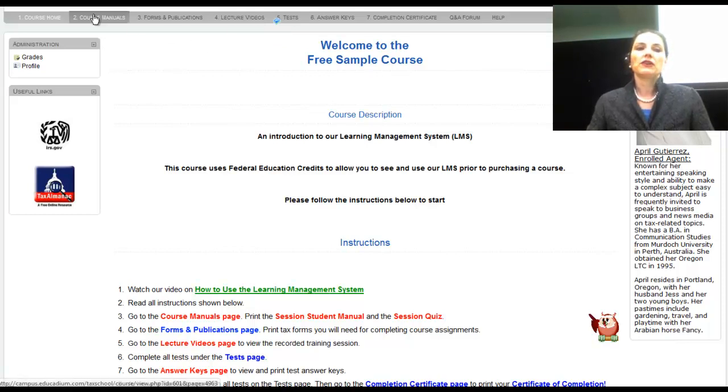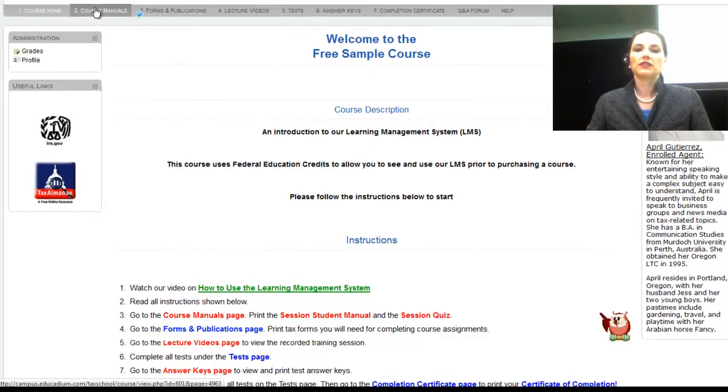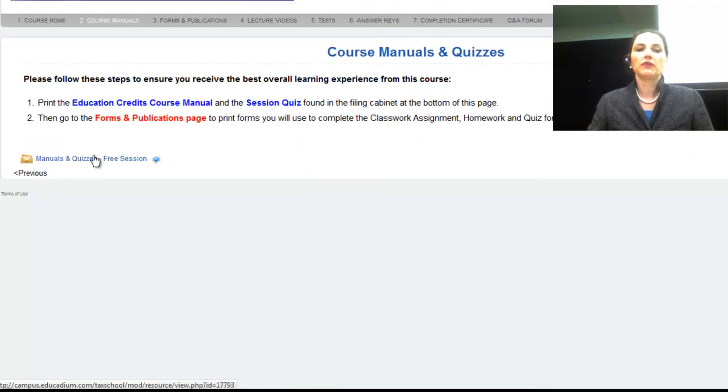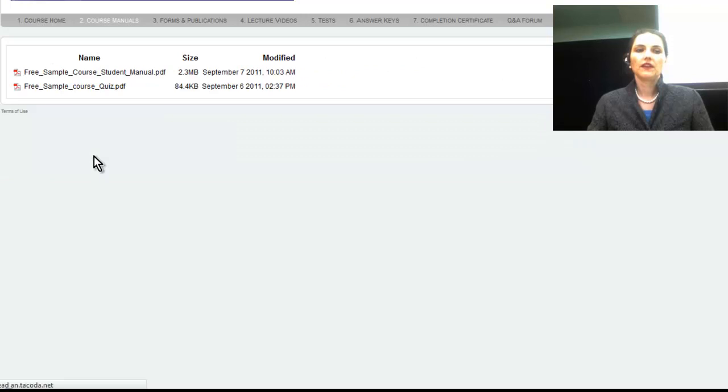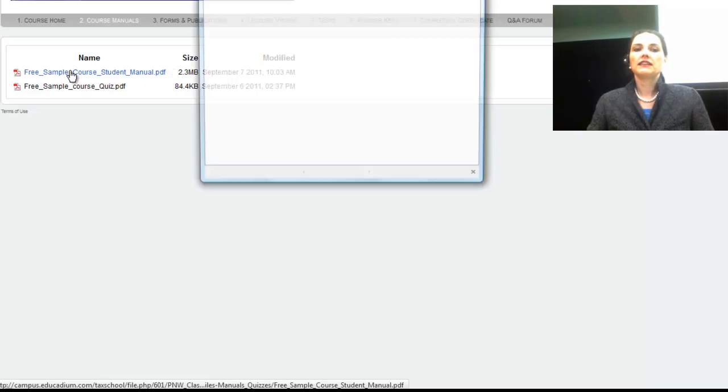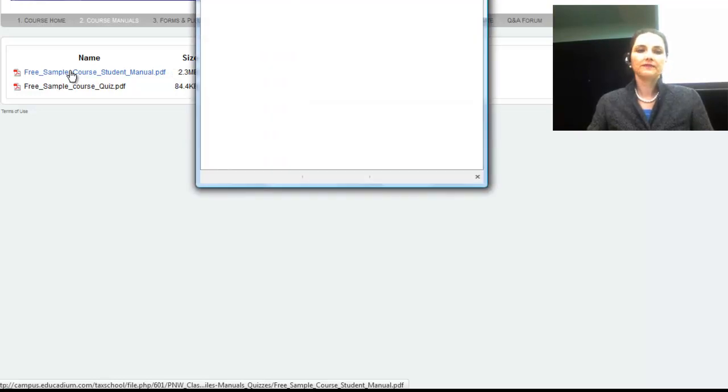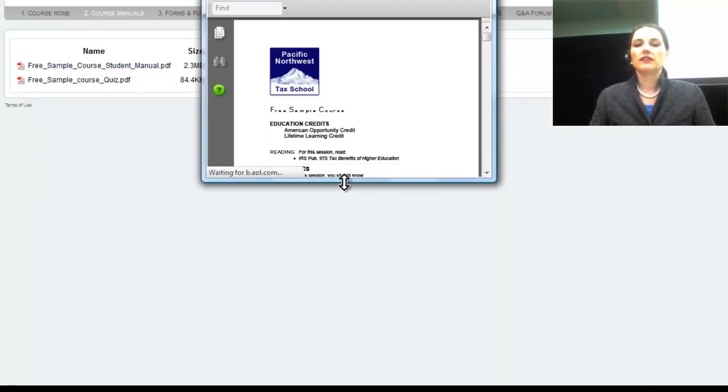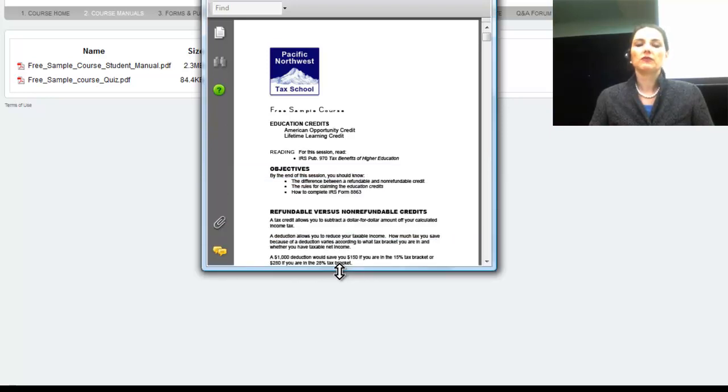The first thing you do to prepare for class is to go to the Course Manuals tab, look to the folder at the bottom of the page, click on the folder to open it, and then click on the documents contained inside. One of the documents contained inside is the student manual. Student manuals are loaded as Adobe PDF files. Adobe PDF is a free software that you can download off the internet. You can open the manual and read it on your computer screen.